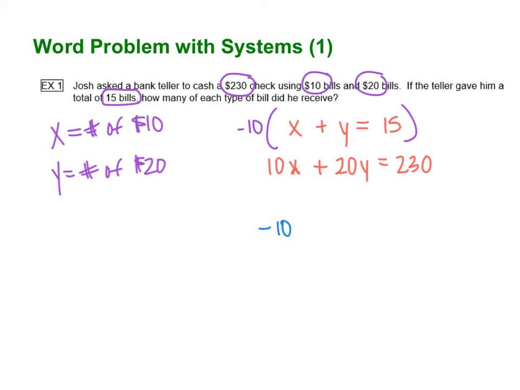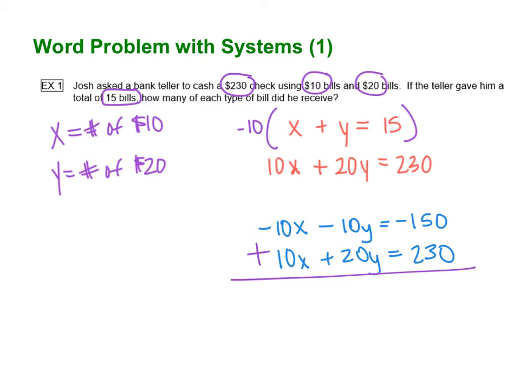So I rewrite the problem down here, negative 10x plus a negative 10y, or minus 10y, equals negative 150. I'll just carry down the second equation, 10x plus 20y equals 230. And now we're ready to add these equations together. So we're using elimination. Negative 10x plus 10x cancels away, it equals 0. Negative 10y plus 20y is 10y equals negative 150 plus 230, which is a positive 80. And then we just divide both sides by 10 and we get y equals 8.